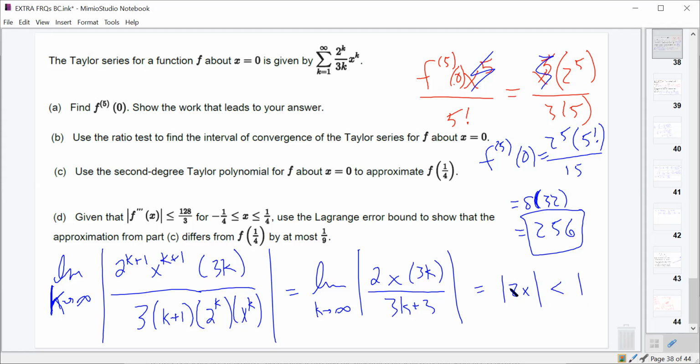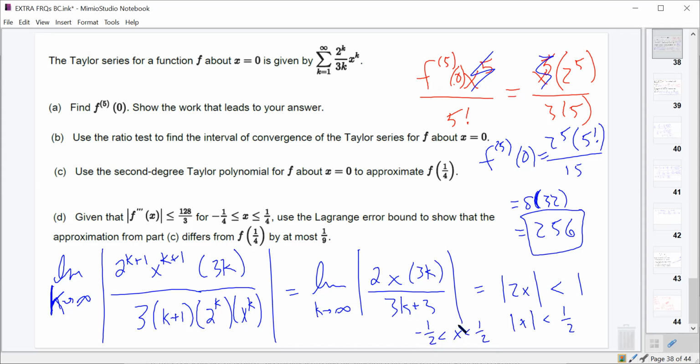We'll take the 2 out of this and divide, so we end up with the absolute value of x is less than a half, which tells us that our radius of convergence is a half, and that the interior of our interval of convergence is from a half to negative a half. And then you have to go back in, and you're going to have to test this series both at negative a half and at positive a half.